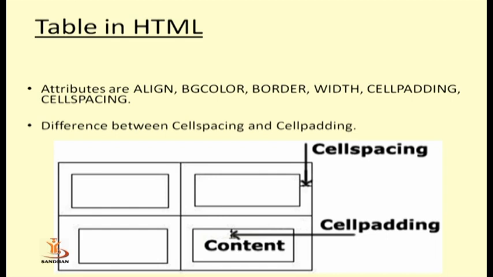The next attribute is width. In width you can specify a pixel value, 100 pixel, 200 pixel, 300 pixel, or you can even specify a percentage value, that is 70%, 80%. So when you specify some pixel value, the table will come strictly at that particular pixel size only. And if you specify a percentage value, relative to your full screen size, the table would be adjusted.